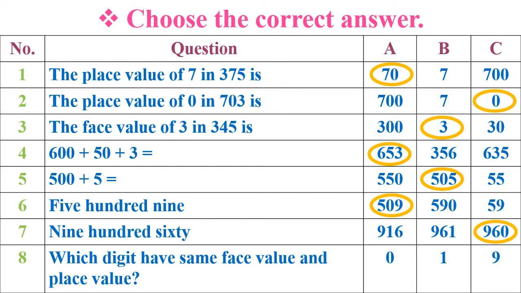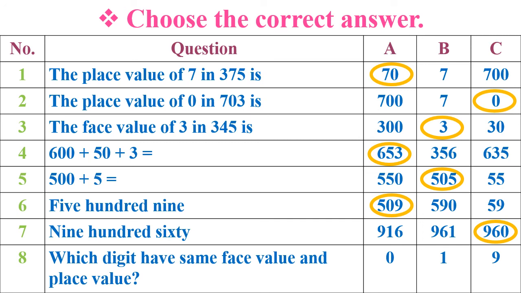What about 1? If 1 changes its place like this, here 1 is in the place of tens, here 1 is in the place of ones, so the place value of these two 1s is different. Here 1 lies in the place of tens, that's why the place value of 1 is 10, and here 1 is in the place of ones, so the place value of 1 is 1. Both answers are different, so it is not possible.